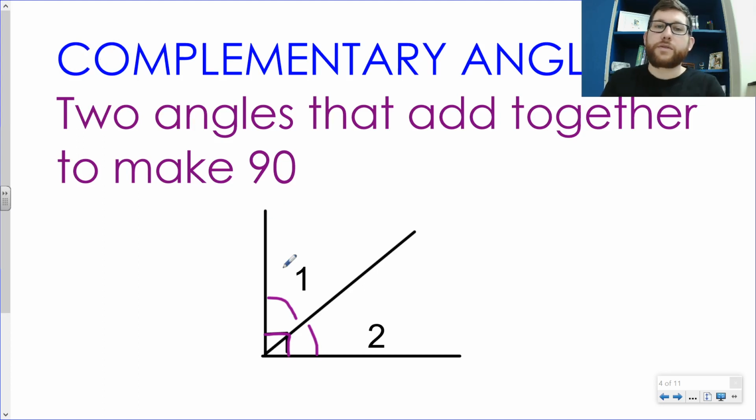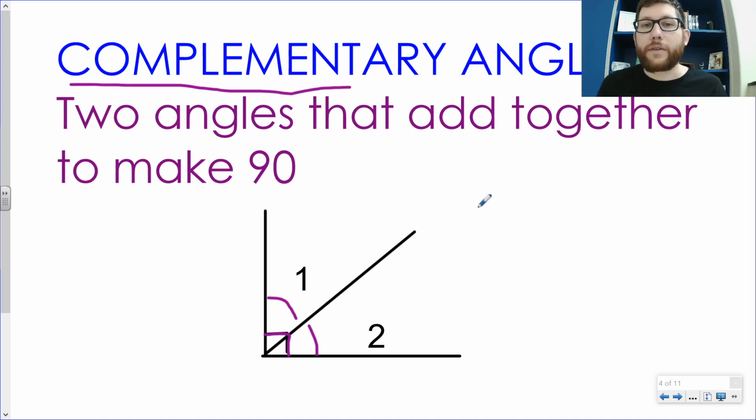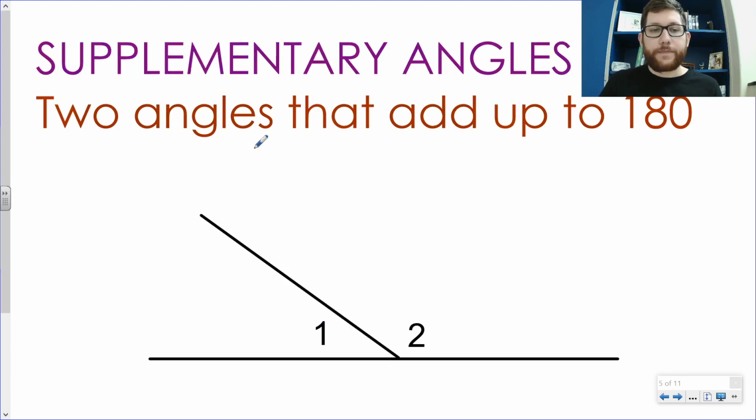Or my personal favorite way is thinking about the word complementary. It's got that word complement in it, right? And complimenting people is the right thing to do. It makes 90 degrees. Okay, terrible joke. But you get the idea. Complementary angles add up to 90 degrees.